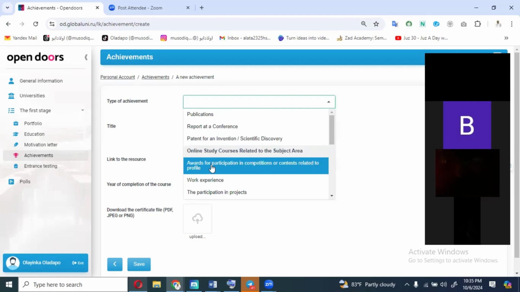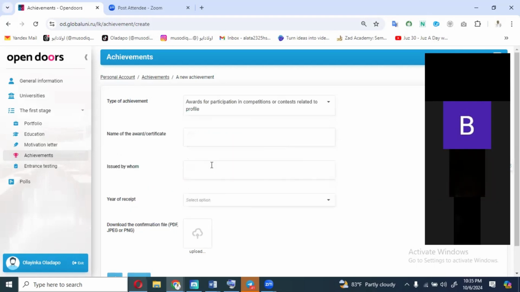So going further, you have awards of participation. If you have participated in any sport, in any activities, perhaps you were a cadet, you were one man of war, whatever you have ever done that you have gotten an award for, please put it in.